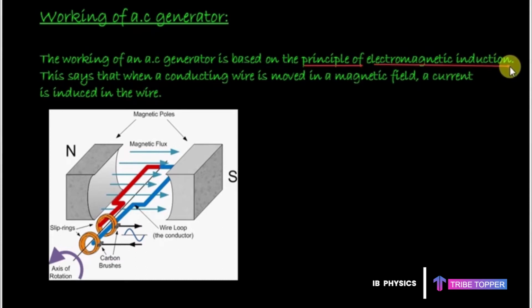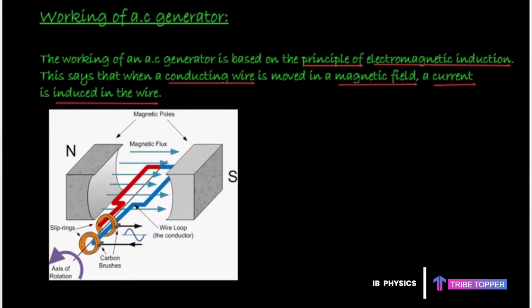So you've already done the definition for electromagnetic induction, which says that when a conducting wire or a metal wire is moved in a magnetic field, a current is induced in the wire. So there is no current in the wire originally, but when it is rotated or moved with respect to a magnetic field, a current gets generated or induced in the wire.